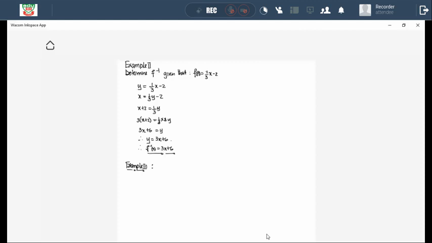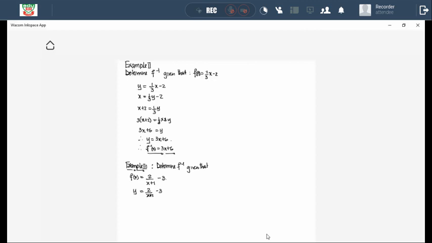Determine f inverse given that what? f of x is a hyperbolic function. Right. Look at this. 2 all over x plus 1, minus 3. And someone wants you to get the inverse of this expression. Not a problem. This should not give us a challenge. Same thing, same process. y is equal to 2 all over x plus 1, minus 3.